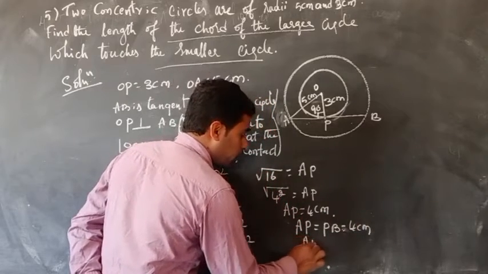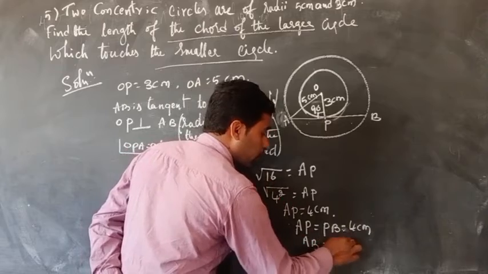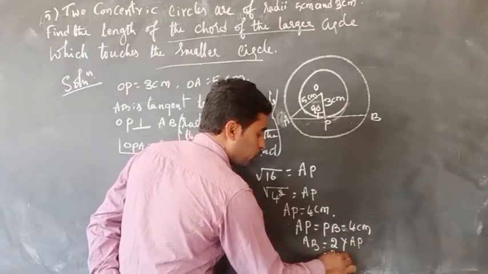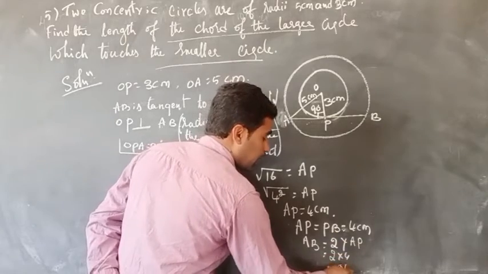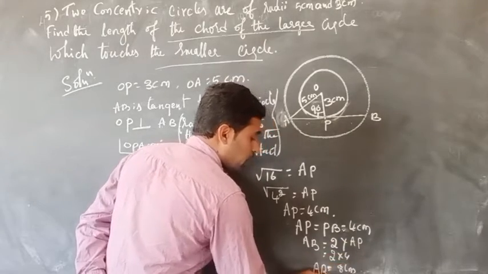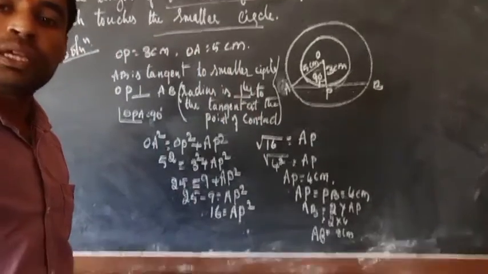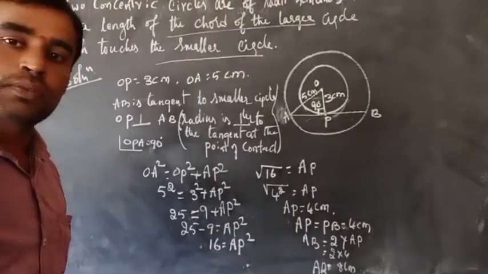Therefore, AB is equal to twice AP. 2 into AP, 4. 4 2s are 8 centimeter. The length of AB is equal to 8 centimeter. Is it clear? Take down this one.